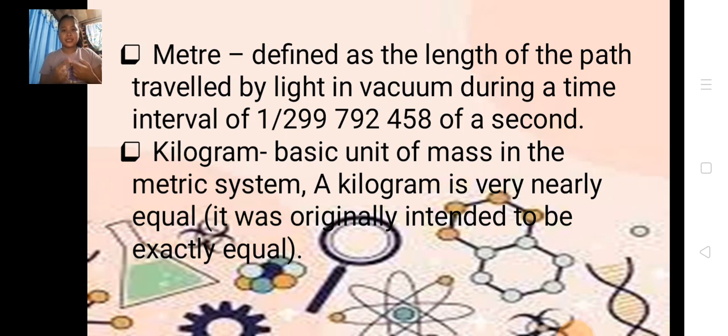The second is the kilogram. The kilogram is the basic unit of mass in the metric system. A kilogram is very nearly equal to a liter of water; it was originally intended to be exactly equal. So, the kilogram is the weight, the mass. We cannot see it, but originally it was intended to be equal.